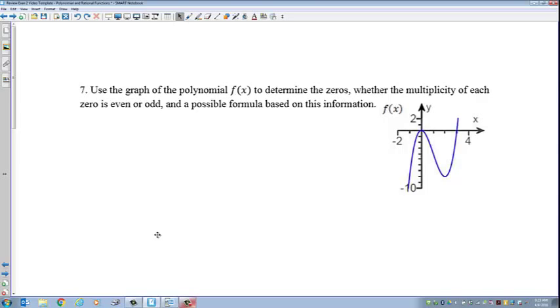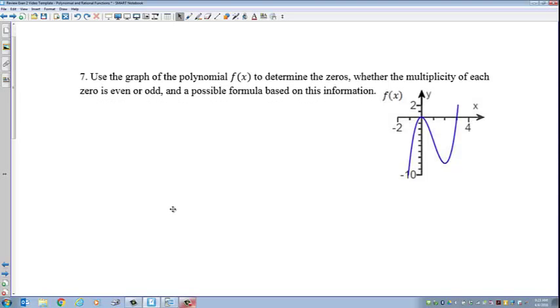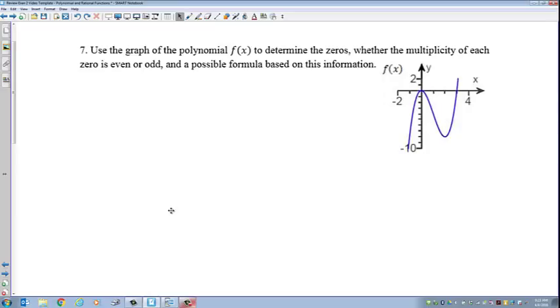And then number 7, we want to talk a little bit about the zeros or the roots and their multiplicities. Okay, so on this one, it says use a graph of the polynomial f of x. So here's the graph here. And to determine the zeros, so there's obviously 2 zeros. There's a 0 here at 0, and there's a 0 there at 3. And whether the multiplicities of each 0 is even or odd. And a possible formula, based on this information. So the zeros are easy to find. It's x equals 0 and x equals 3.